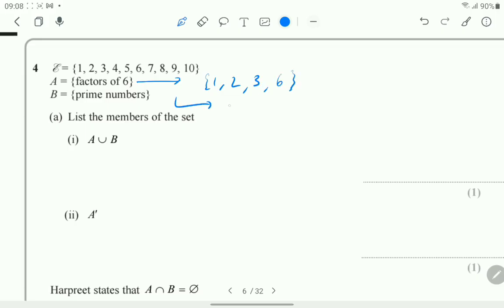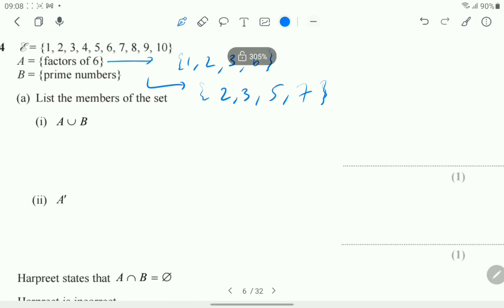And prime numbers would begin with 2. Note that 1 is not a prime number since it has exactly one factor. For any number to be a prime number, it should have exactly two factors: 1 and itself. So 4 is not a prime number, 5 is, 6 is not a prime number, 7 is, and 8, 9, and 10 are surely not prime numbers.